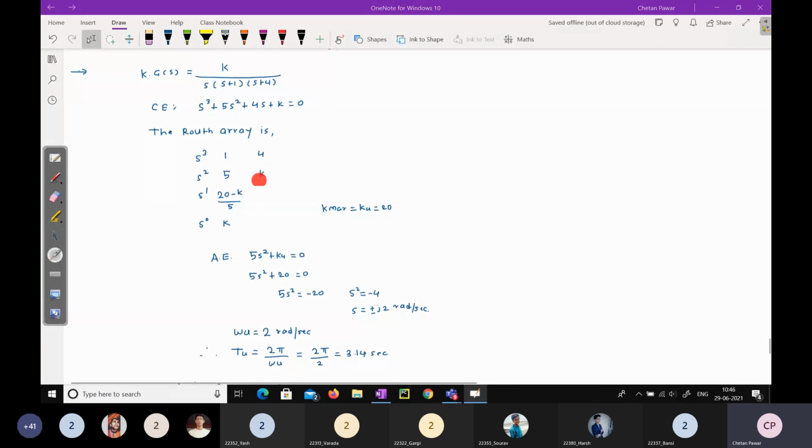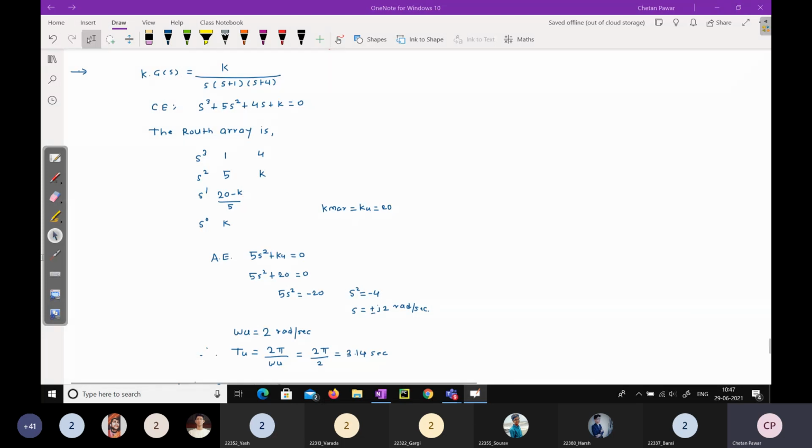Here I just formed the Routh table. So this will be the auxiliary equation: 5s square plus K, that is the K marginal. So K marginal is 20. Okay. So KU will be 20. To find out TU, we need to use the auxiliary equation. So that will be 5s square plus 20, so s is equal to plus minus j2 radian per second. So what is omega u? That is 2 radian per second. So what will be the TU? 2 pi upon omega u. So that will be pi, so 3.14 seconds.